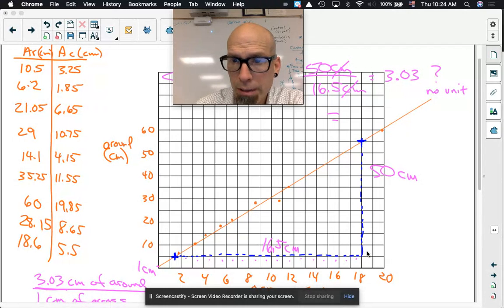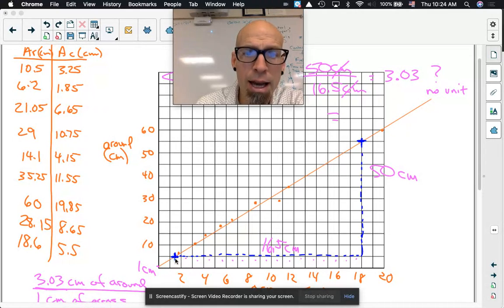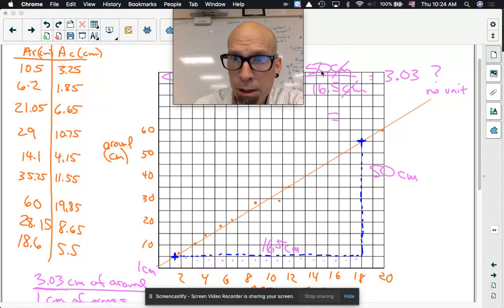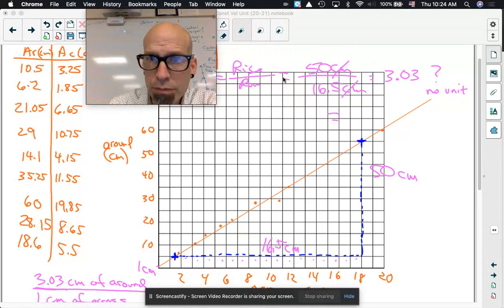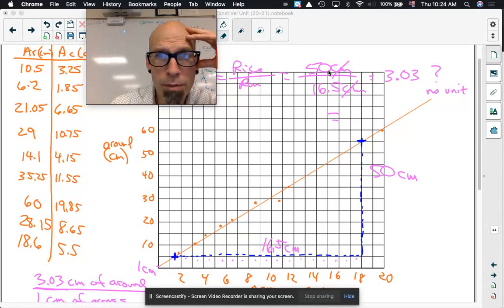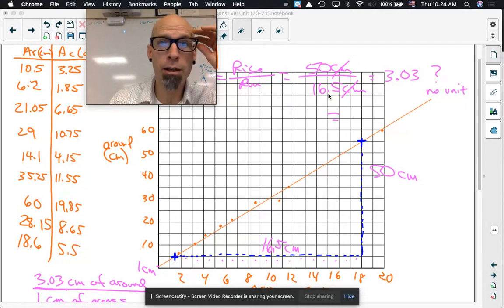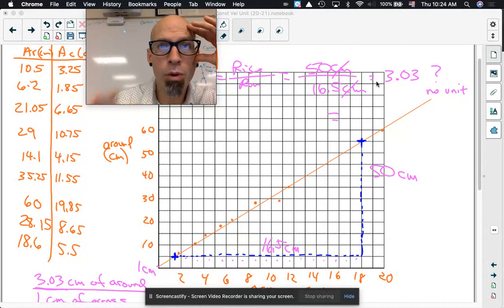And so I did. I said 5, 10, 15, 20, 25, 30, 35, 40, 45, 50, and that's 50 centimeters of rise. And then because I went by ones on the x-axis, I've got 1, 2, 3, 4, 5, 6, 7, 8, 9, 10, 11, 12, 13, 14, 15, 16 and a half. So 16.5 centimeters for the run. And so I took 50 centimeters for my rise, over 16.5 centimeters for my run, and that gave me about 3.03 for my slope.